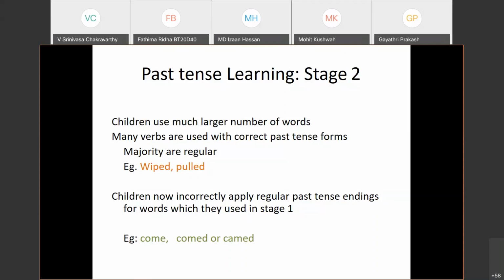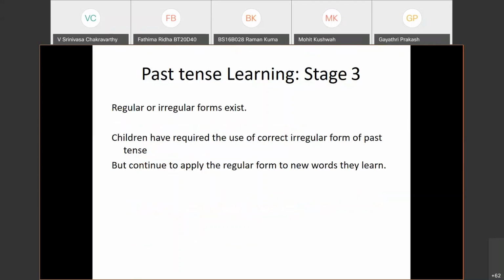So now that they're exposed to lots of words with a regular or standard ending, d or ed, they start misapplying this regularized ending to the words they learned long ago. For example, they might say the past tense of come is comed or camed. Both are obviously wrong. They do that for a period in some intermediate stage, the second stage.